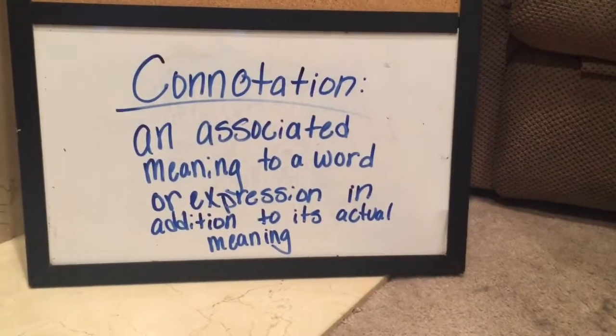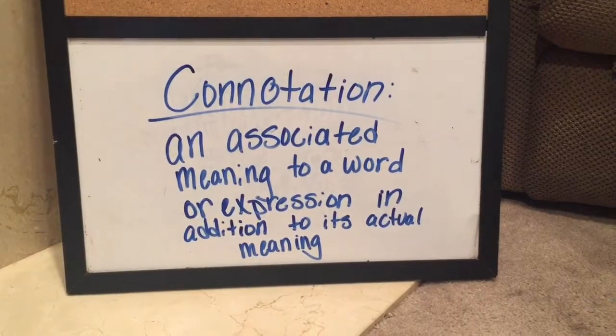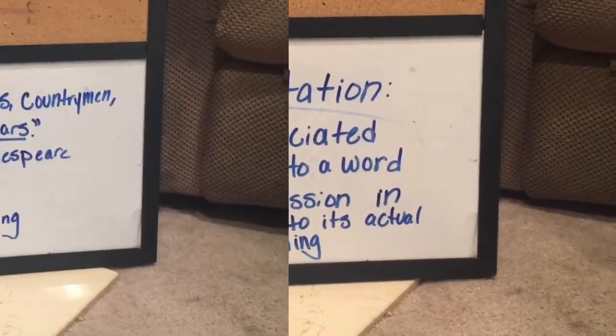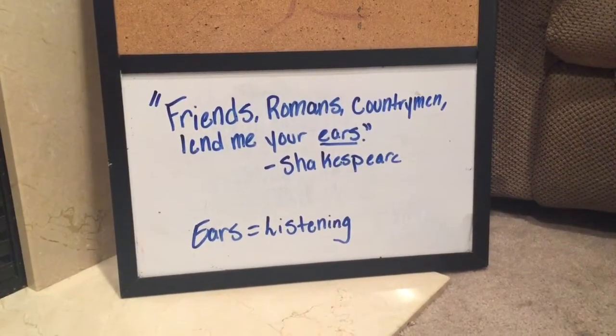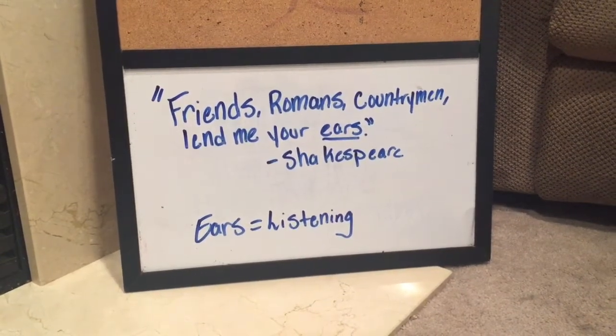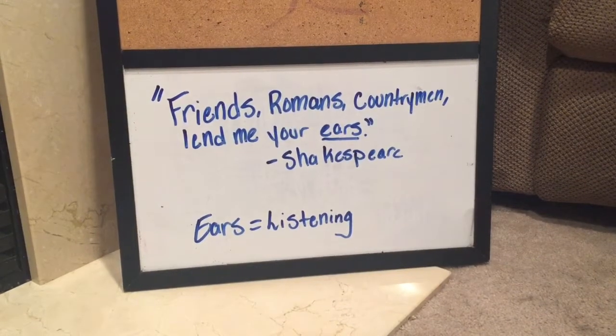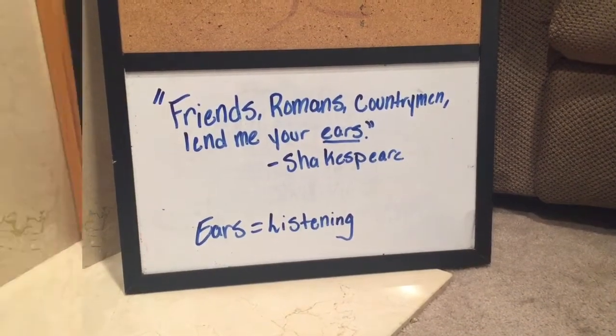The next literary device is connotation, which is an associated meaning to a word or expression in addition to its actual meaning. An example of connotation can be found in William Shakespeare's play Julius Caesar, when Caesar states, "Friends, Romans, countrymen, lend me your ears." In this example, ears connotes listening.